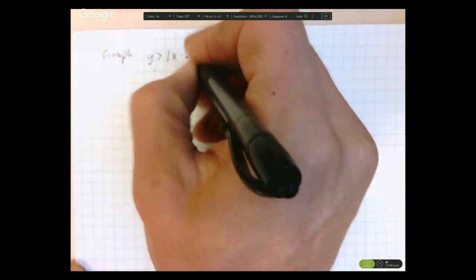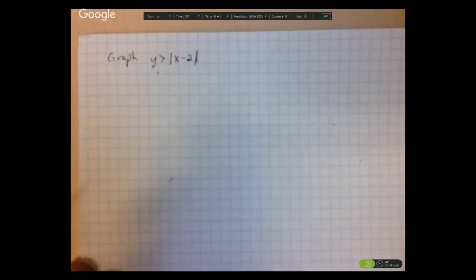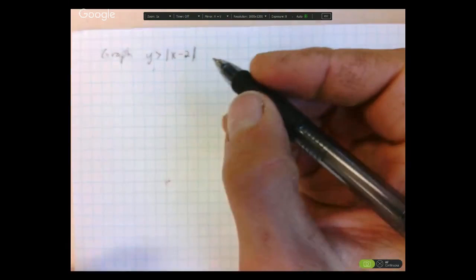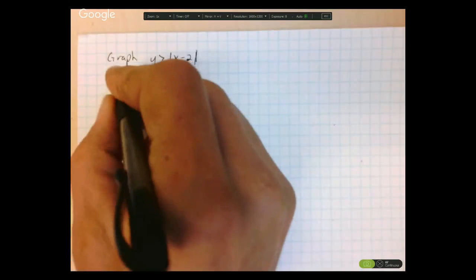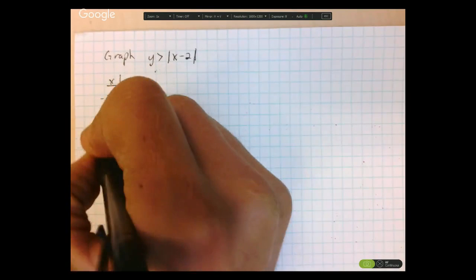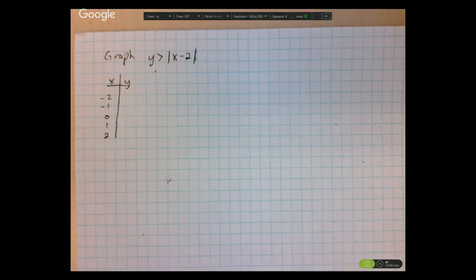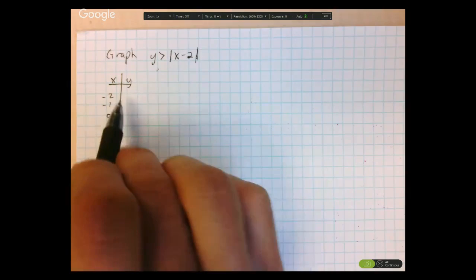Absolute value. We know the best way to do this right now, until we get to families of functions, is to do a table of values. I'll start there. It's just a good general table of values, and plug in and chug.